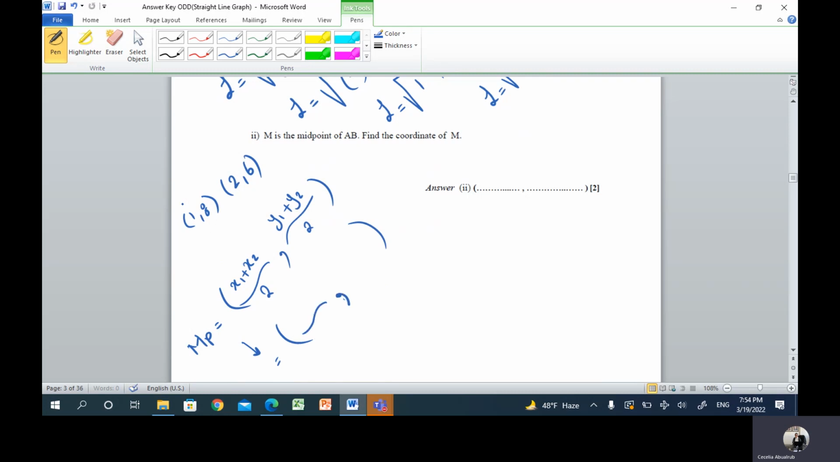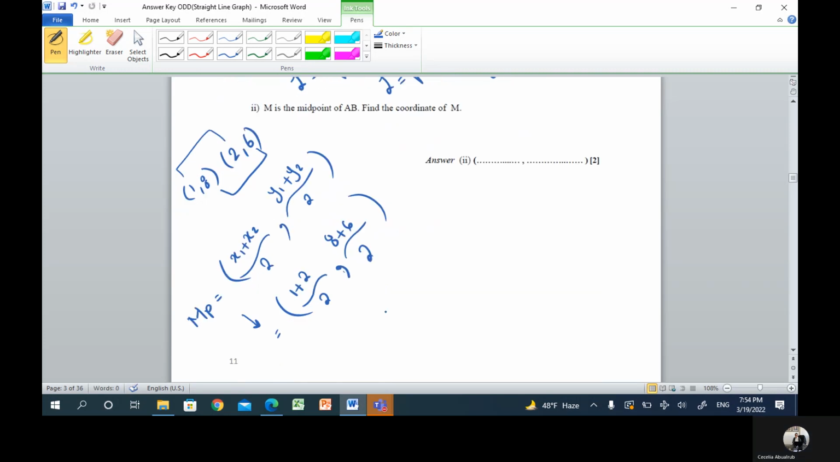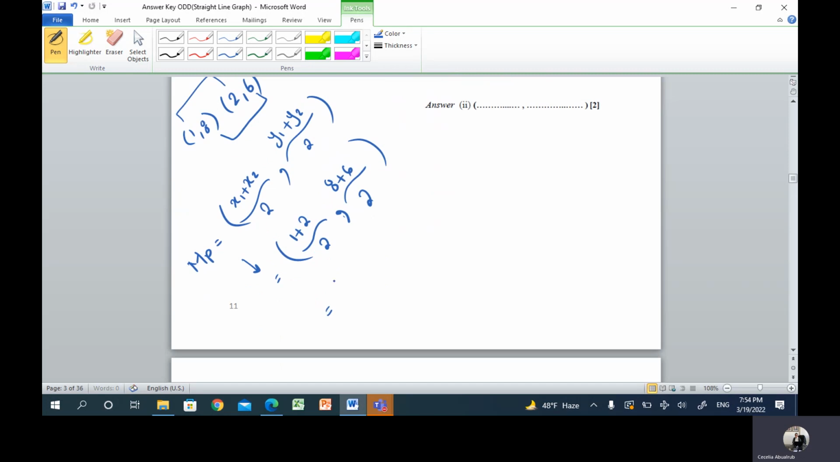So the x's: 1 plus 2 over 2, and then the y's: 8 plus 6 over 2. And that equals, open the big bracket with a big comma in the middle, 1 plus 2 over 2, which is 3 over 2, and 8 plus 6 is 14 over 2. So the midpoint is 1.5, 7.